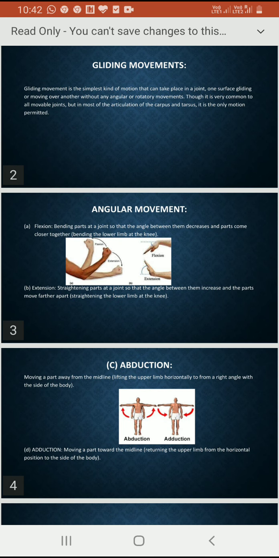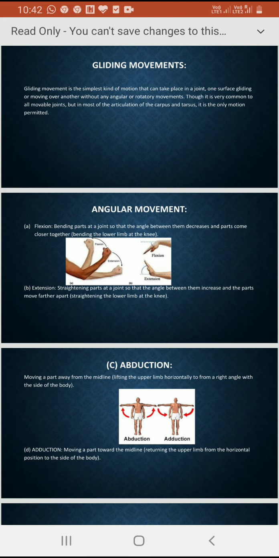Flexion: bending parts at a joint so that the angle between them decreases and the parts come closer together. For example, bending the lower limbs at the knee. You are watching this figure also. So bending parts at a joint so that the angle between them decreases and the parts come closer. This is the flexion movement.